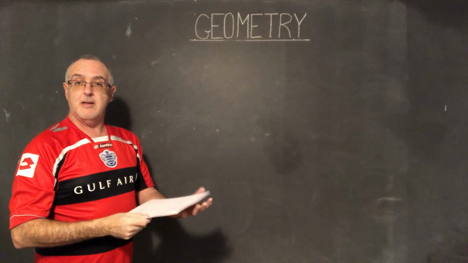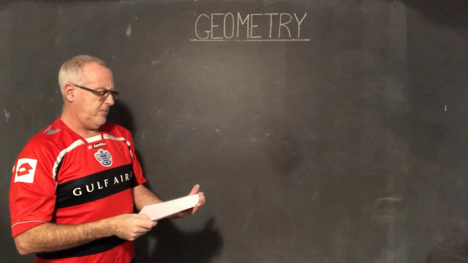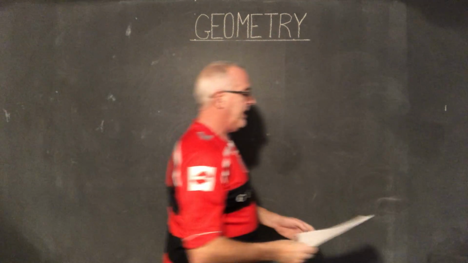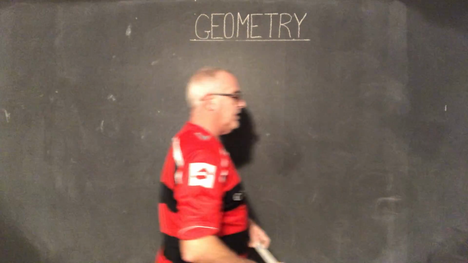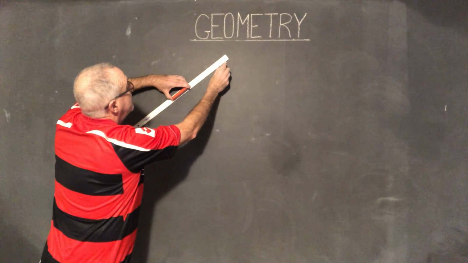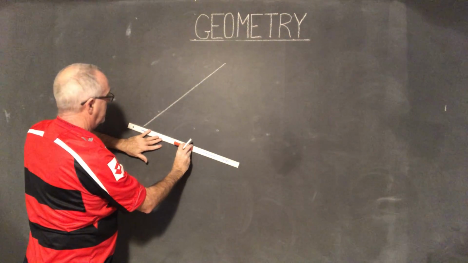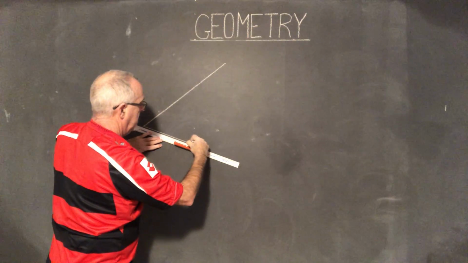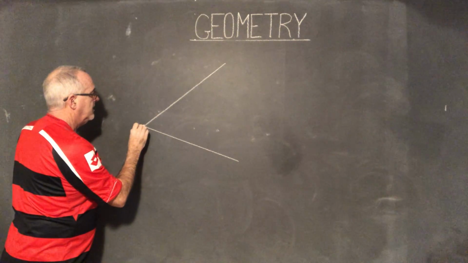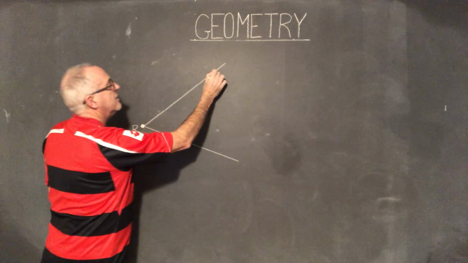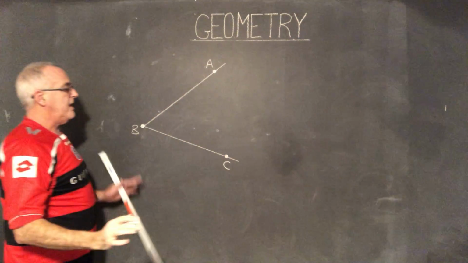Oh, bisecting an angle. So we're bisecting again, but it's not a bisector of a line or a line segment. It's a bisector of an angle. This is a fun one. Okay, so first I need an angle. I'm going to draw an angle with my ruler. Any old angle will do. Okay. I will call this vertex B, and I will put a point A and a point C. So we have angle ABC.